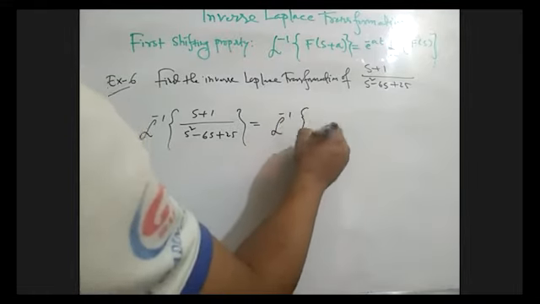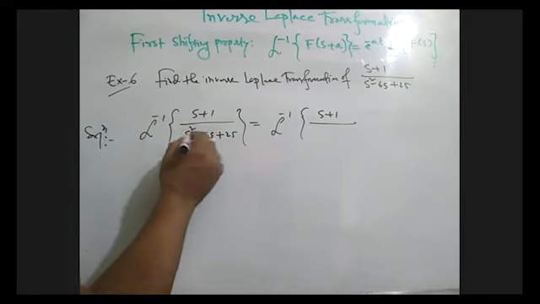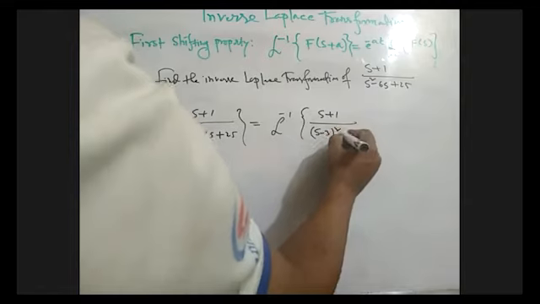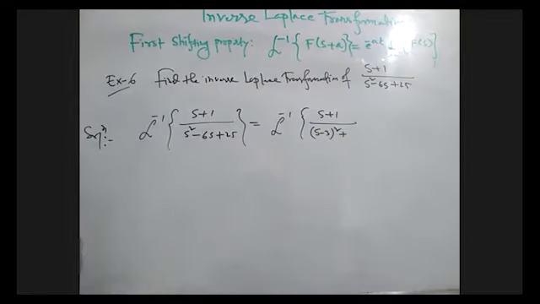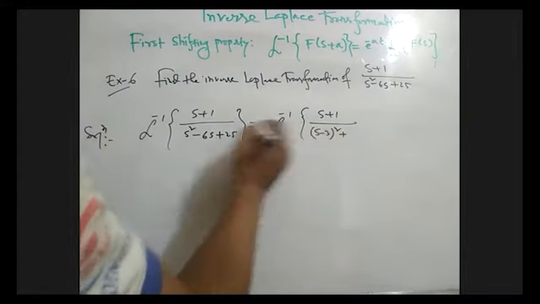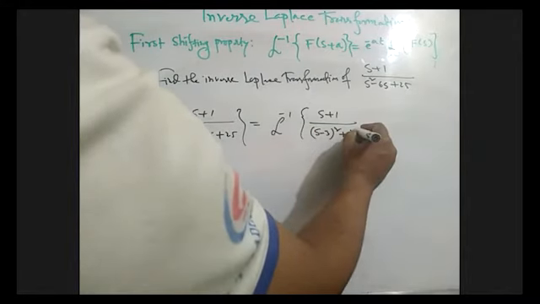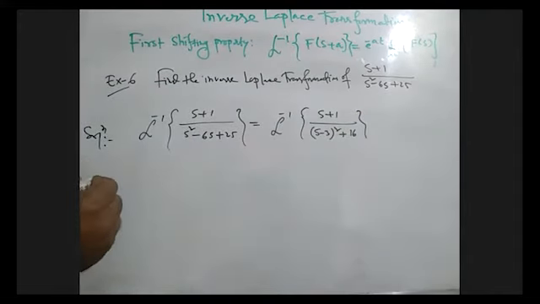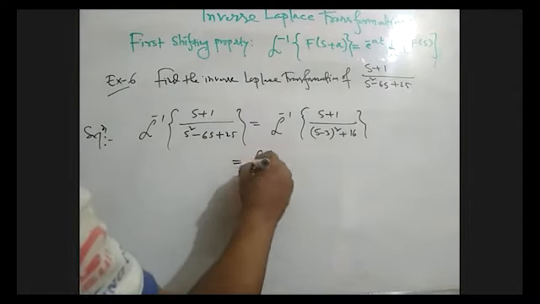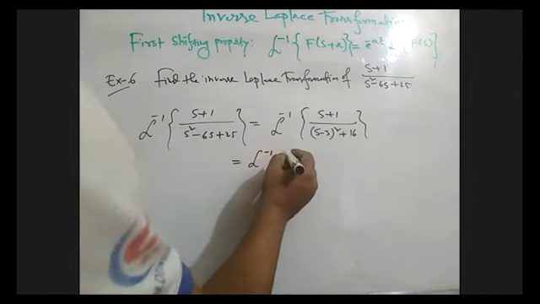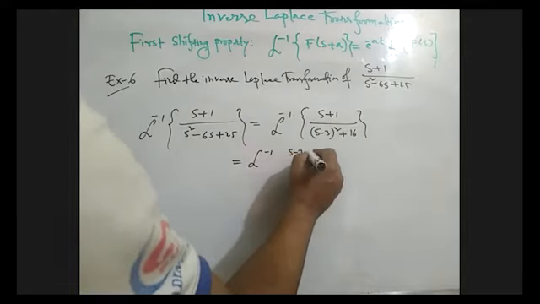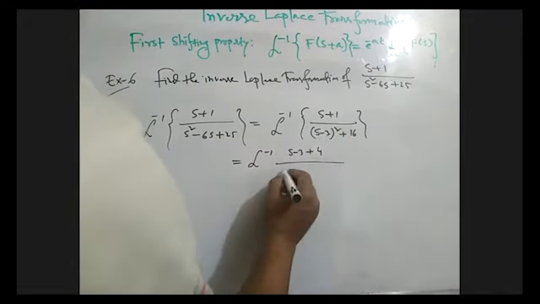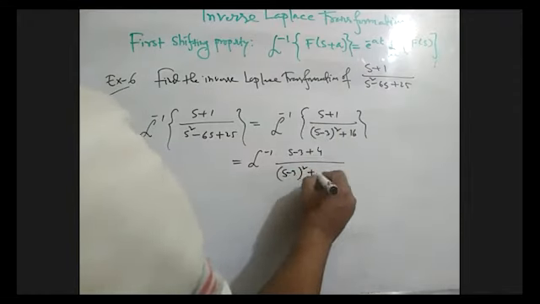the inverse Laplace transformation of (s plus 1) divided by, this can be written as (s minus 3) whole square plus 9 and 16 equals 25. So we can write this as the inverse Laplace transformation of, here s minus 3, so we write s minus 3 plus 4, to make s plus 1, over (s minus 3) whole square plus 4 whole square.